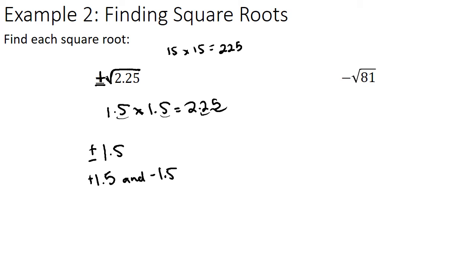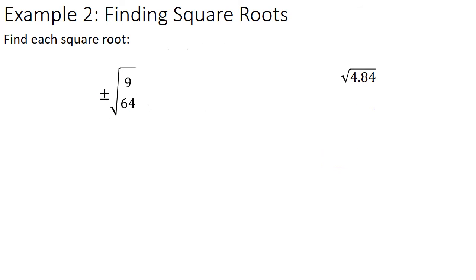Now as I come over here and I look at this right here, we can see negative square root of 81. As we're looking at the negative square root of 81, we know the square root of 81 is just going to be 9, because 9 times 9 is going to give me 81. So negative 9 is going to be the negative square root of 81.